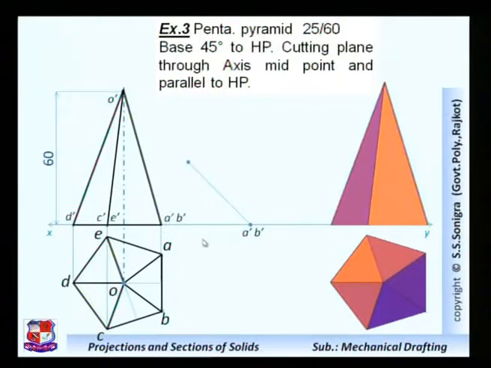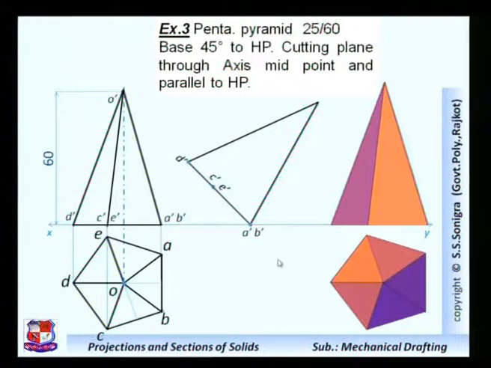Name the endpoints. A dash, B dash is here. Measure the distance of A dash, B dash to A dash D dash and mark it over here. So this is A dash, this is D dash point. Similarly, point C dash and E dash would be here. So this base is redrawn over here. Name this point as C dash and E dash.